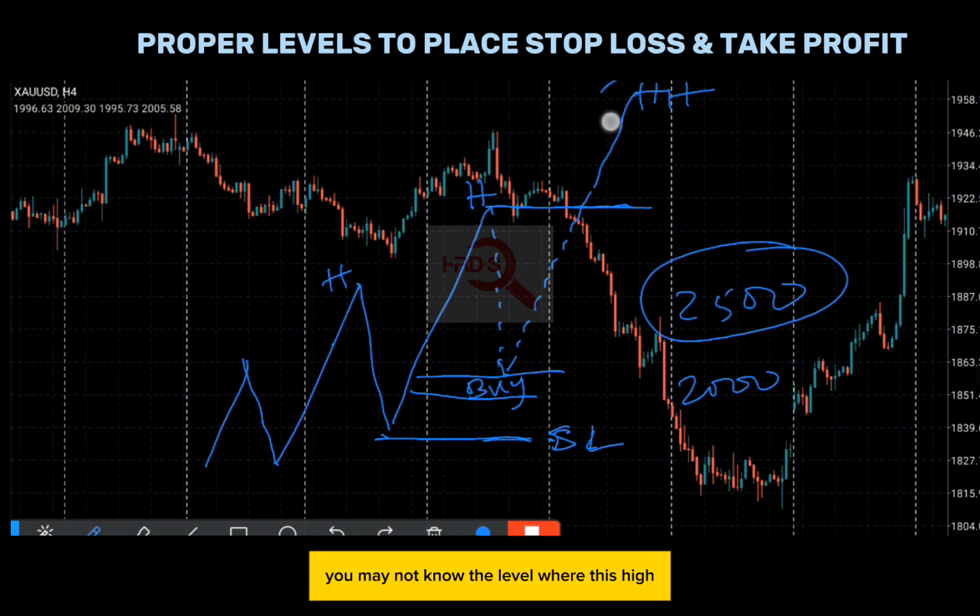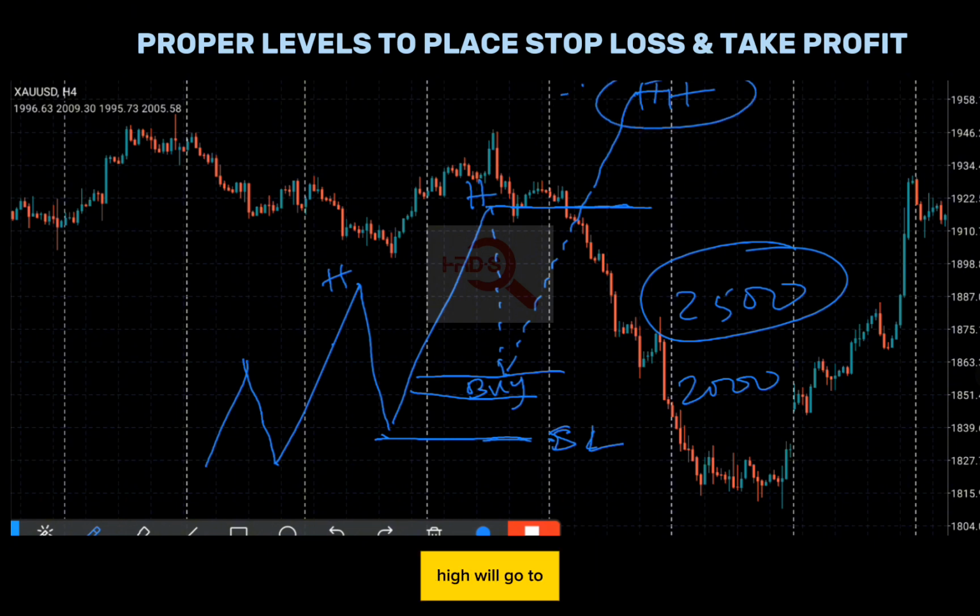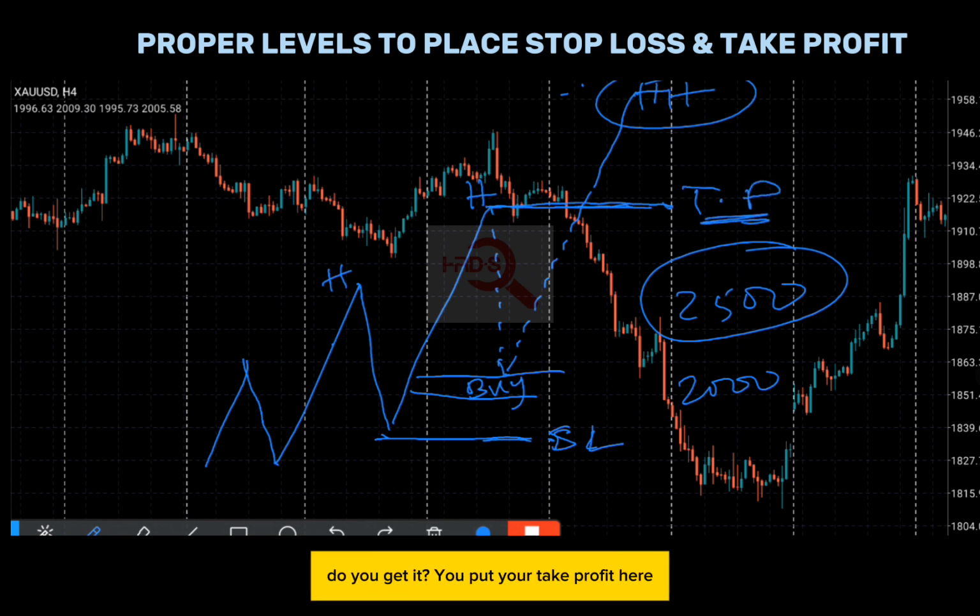You may not know the level where this higher high will go to, but you know for sure that this higher high is going to be above the previous. You put your take profit here. Do you get it? You put your take profit here. This is the place I counsel people to put take profit until you master some other things. But this is a safe zone. You take your profit here.